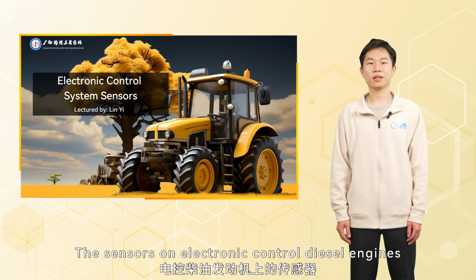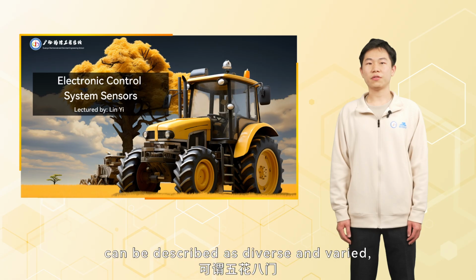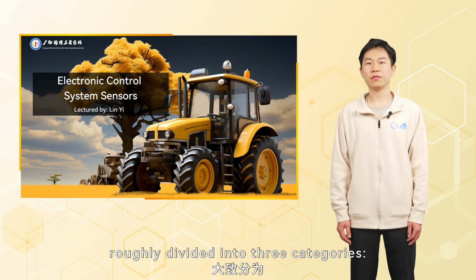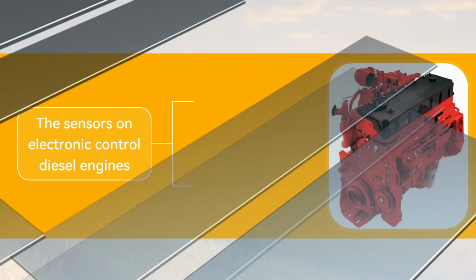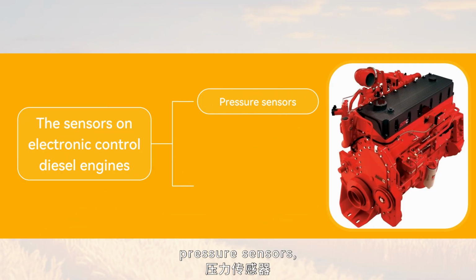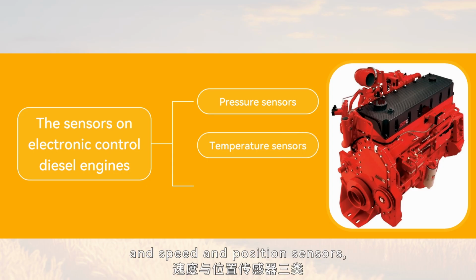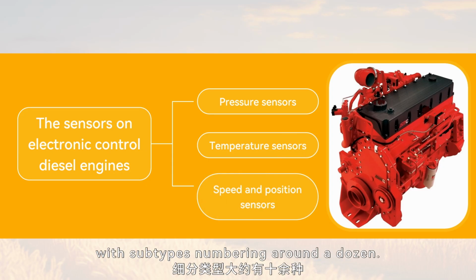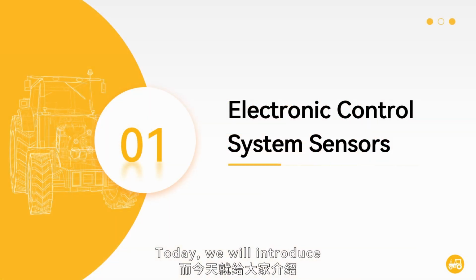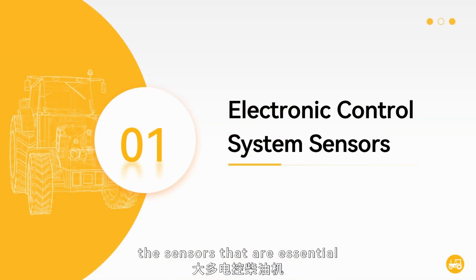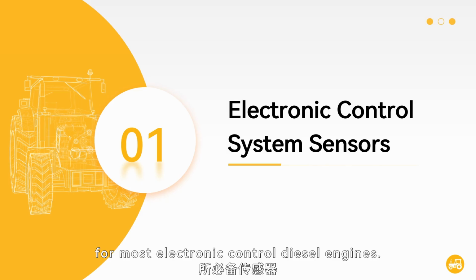The sensors on electronic controlled diesel engines can be described as diverse and varied, roughly divided into three categories: pressure sensors, temperature sensors, and speed and position sensors, with subtypes numbering around a dozen. Today, we will introduce the sensors that are essential for most electronic controlled diesel engines.